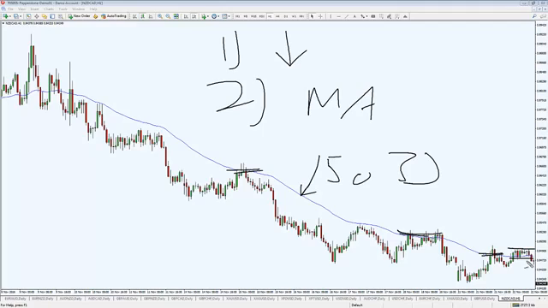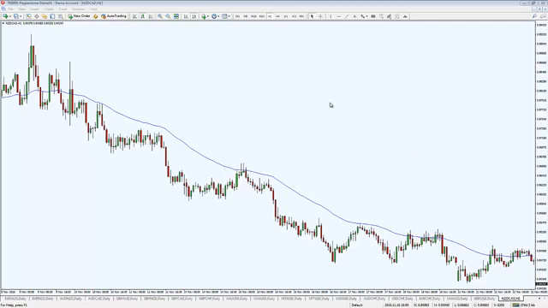So an entry trigger could simply be trading the break of this mini range over here, right? Like the break of this mini range over here. That could be your entry trigger. Okay? So I hope you understand how you can actually go about trading forex candlestick patterns.